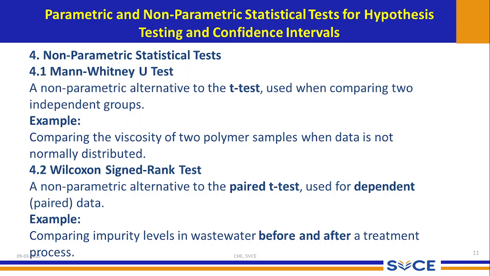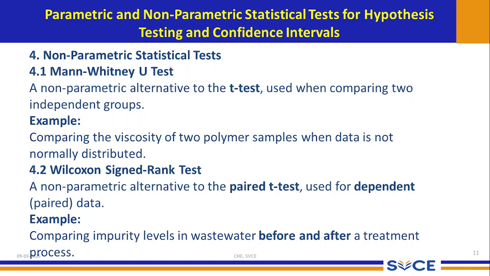Coming to the first test, the non-parametric alternative to the t-test. The t-test is only for parametric statistical tests, so the U-test is the alternative to the t-test. For example, comparing the viscosity of two polymer samples when data is not normally distributed, then we will go for a U-test rather than going for a t-test.